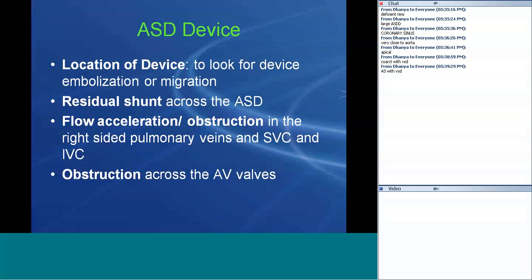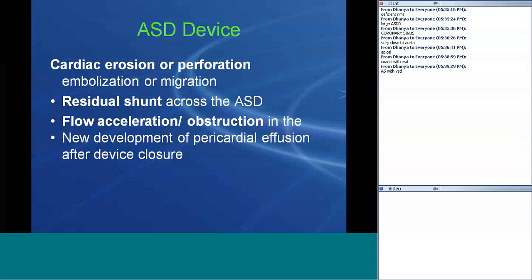Okay, location of the device, to look for device embolization or migration of the device. Residual shunt across the ASD, flow acceleration, obstruction in the right-sided pulmonary veins and the vena cavas, and obstruction across the AV valves. This obstruction across the AV valves is very important sometimes when the AV valve rim is very less and the device has really sat near the AV valves. If they are impinging on the AV valves, then we should very closely monitor the AV valves for any obstruction or even distortion of the anatomy of the AV valves causing regurgitation. So those things are also very important.